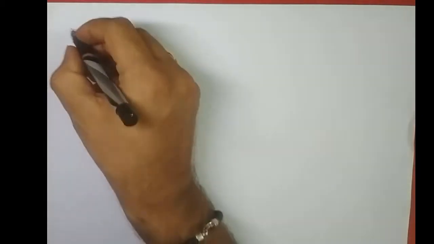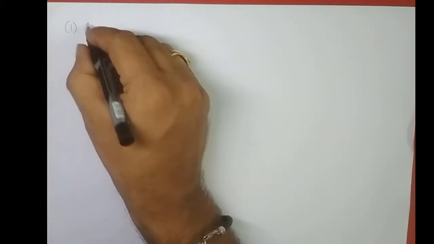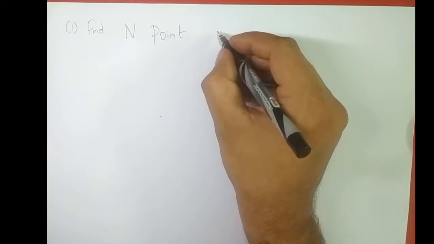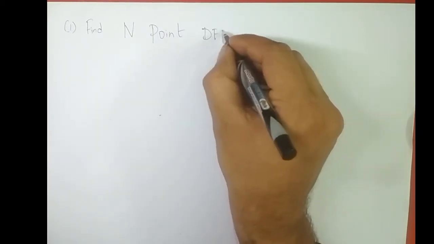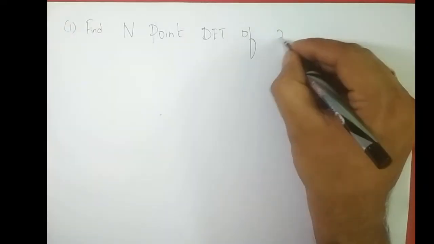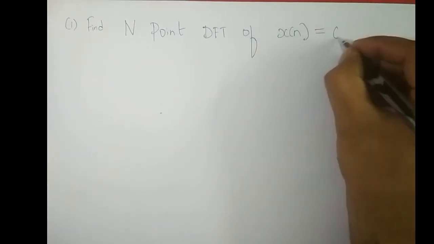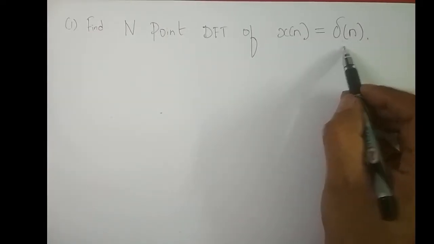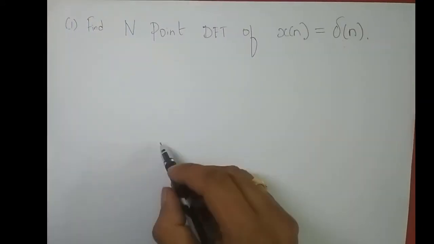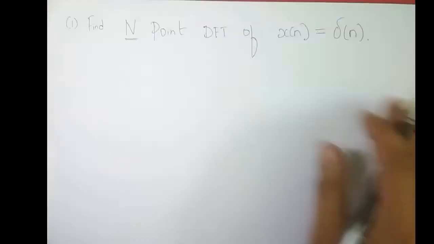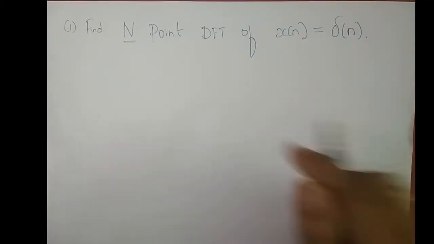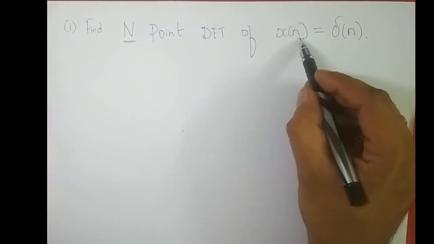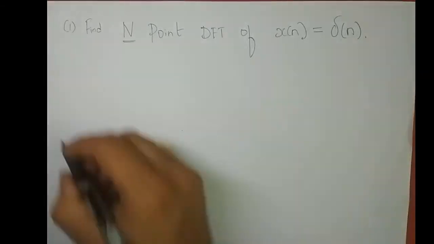Fine. So the first problem: I need to find the N-point DFT of x of n equal to delta of n. What is this delta of n called? It is called the unit impulse function. So how many point DFT do I need to find? I need to find the N-point DFT. They haven't told us to find a 2-point or 4-point or 8-point, so generally I need to find its N-point DFT. The signal x of n in the time domain is the unit impulse function delta of n. We'll try to take up this problem.